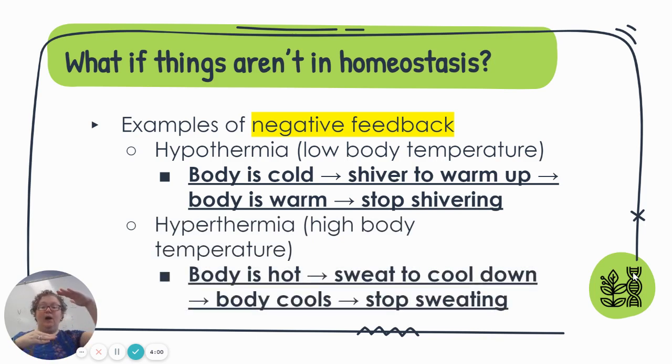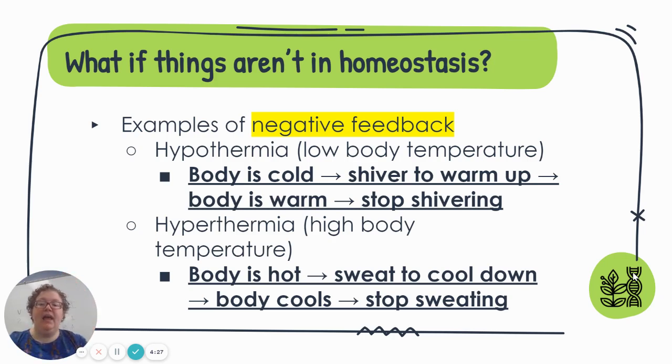When your body is too hot, you're going to start sweating, to do the opposite in order to cool down. Sweat, when it evaporates from your skin, helps you to cool down. So once your body cools, then you're going to stop sweating. So again, negative feedback is going to do the opposite of what the original change was. If the original change was the body is too hot, then negative feedback is going to make it cooler.